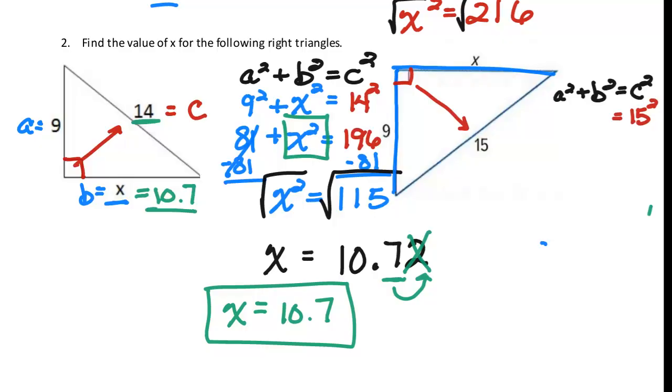It does not matter. As long as you have the 2 legs as A and B, it does not matter which one is which. Is it the same answer? Yes. If you substitute and say A is 9 and B is x, or if you say A is x and B is 9, x will be the same.